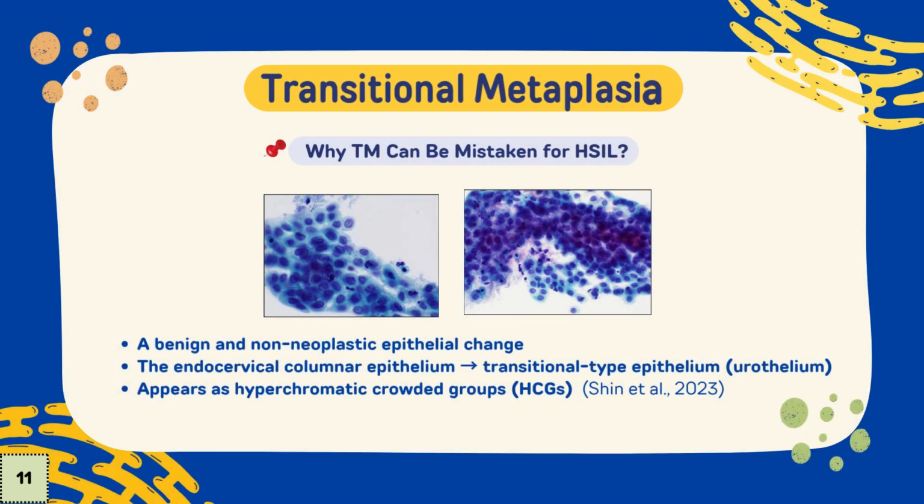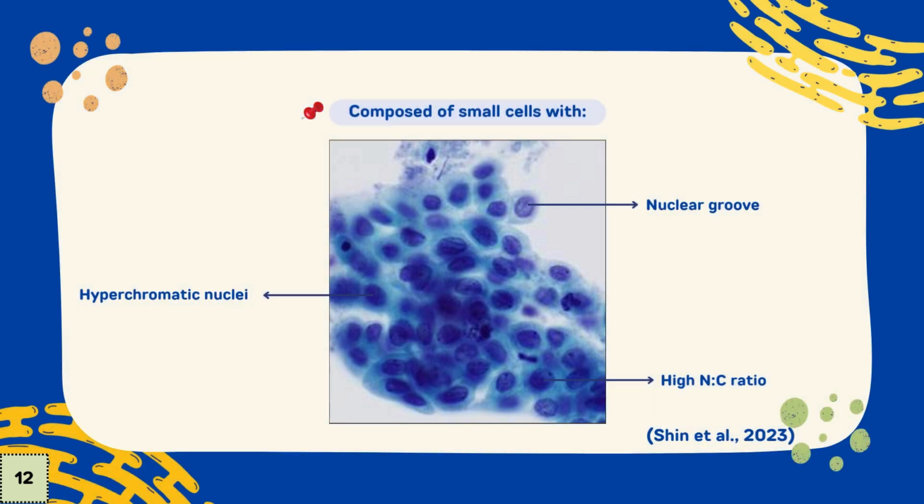Next, I will be explaining why transitional metaplasia or TM can be misinterpreted as HSIL during cytologic evaluation. Firstly, transitional metaplasia is a benign and non-neoplastic epithelial change. It occurs when the endocervical columnar epithelium transforms into transitional type epithelium, which resembles urothelium, the lining seen in the urinary tract. Under the microscope, TM will appear as a hyperchromatic crowded group or HCG. These are tightly packed cell clusters that appear dark or hyperchromatic. TM is composed of small cells with three main features, which are nuclear groove, hypochromatic nuclei, and high NC ratio.